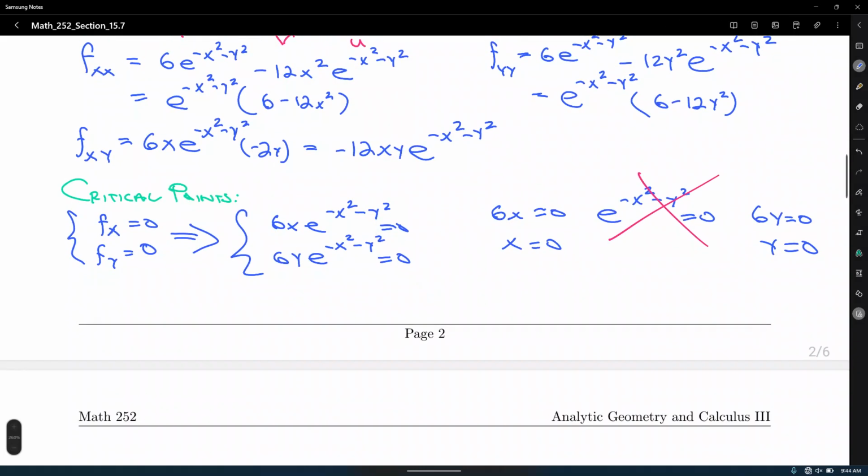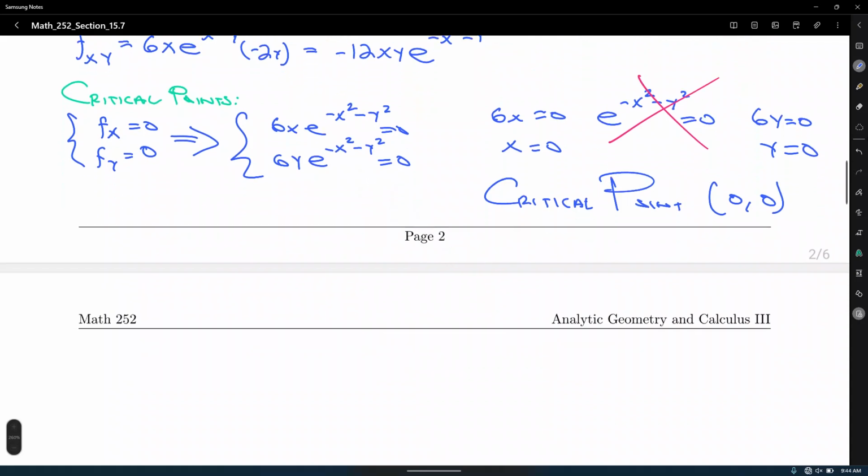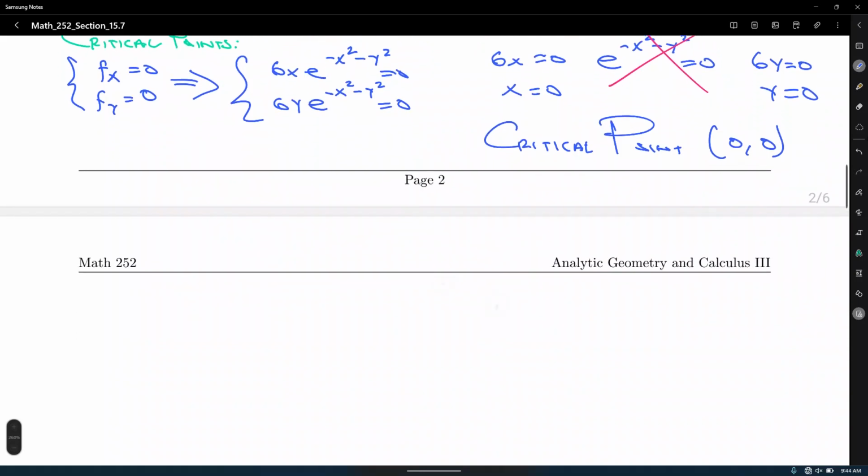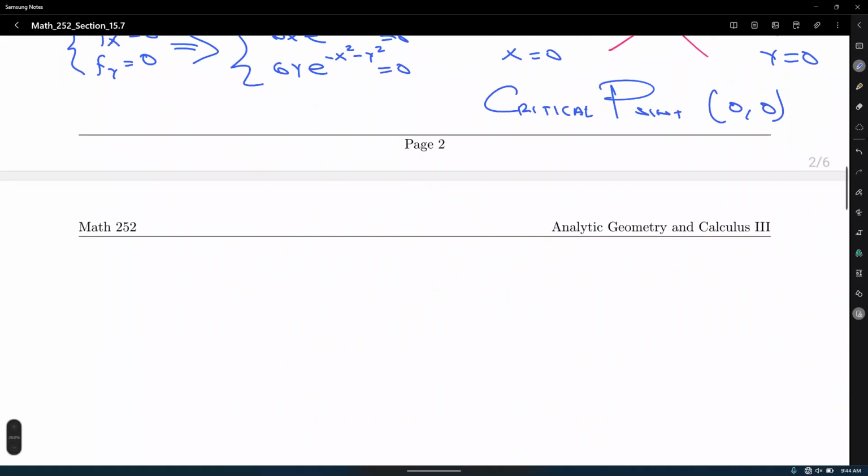So the only legit critical point, put together the x and the y, that's 0, 0. Oh, it's going to be really simple to evaluate. Now let's use the second derivative test to determine whether this point will be a maximum or a minimum, or maybe a saddle point, or maybe the test is inconclusive.